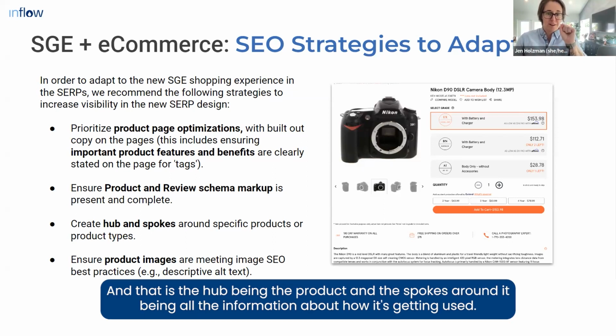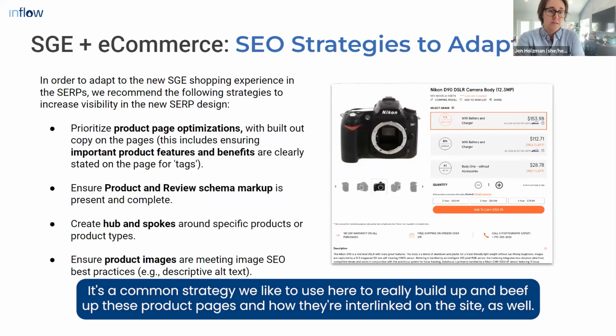And that is the hub being the product and the spokes around it being all the information about how it's getting used. It's a common strategy we like to use here to really build up and beef up these product pages and how they're interlinked on the site as well.